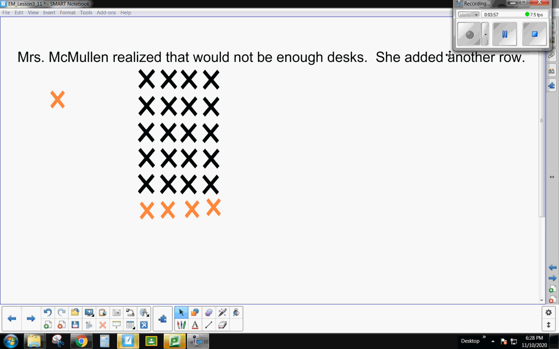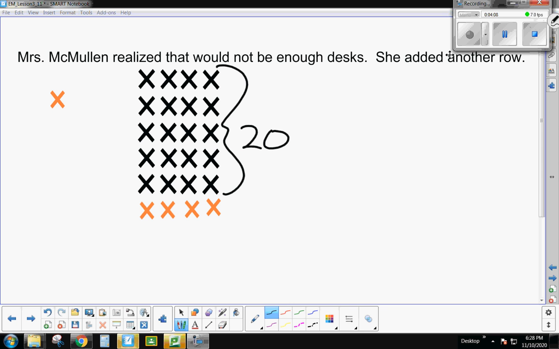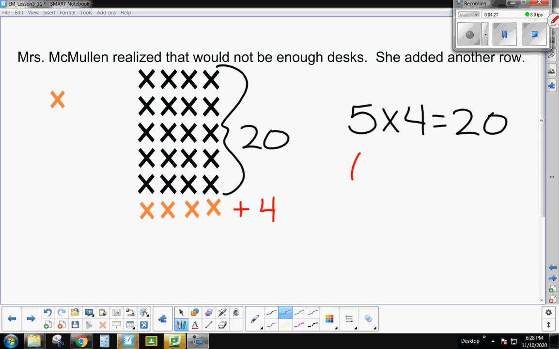Okay. All right, so now how many desks does she have set up in her classroom? Now before, you knew that this was 20 desks, right? And so all I need to do is add on 4 more. Now I want to look at that in terms of a multiplication fact. You said that this was 5 rows of 4 equals 20. Well, now I have 6 rows of 4. And if I have 6 rows of 4, that equals 24.